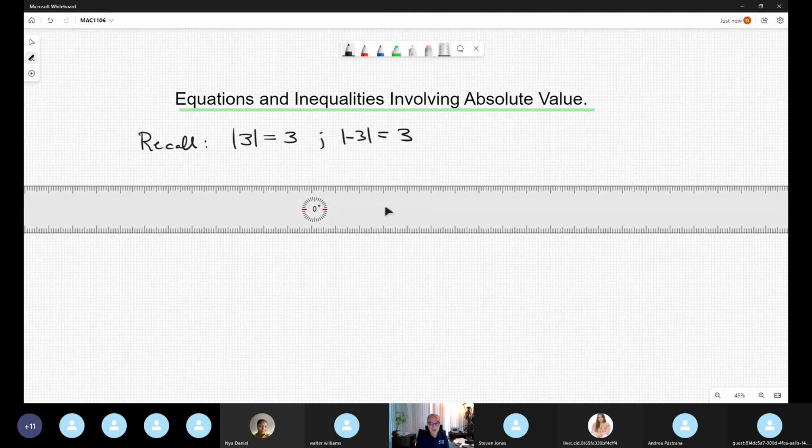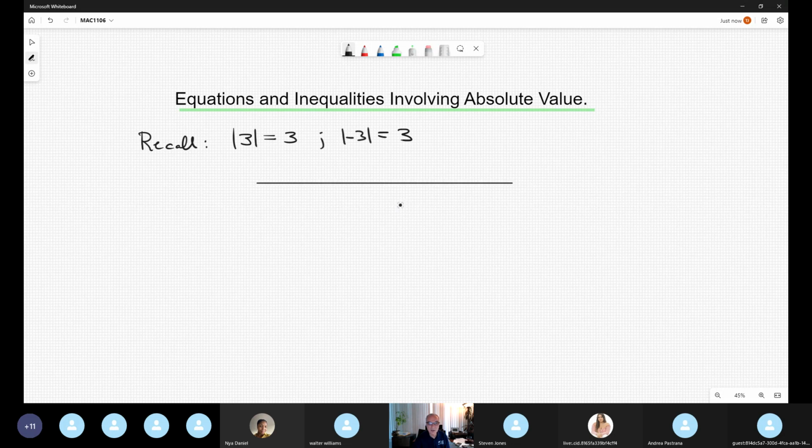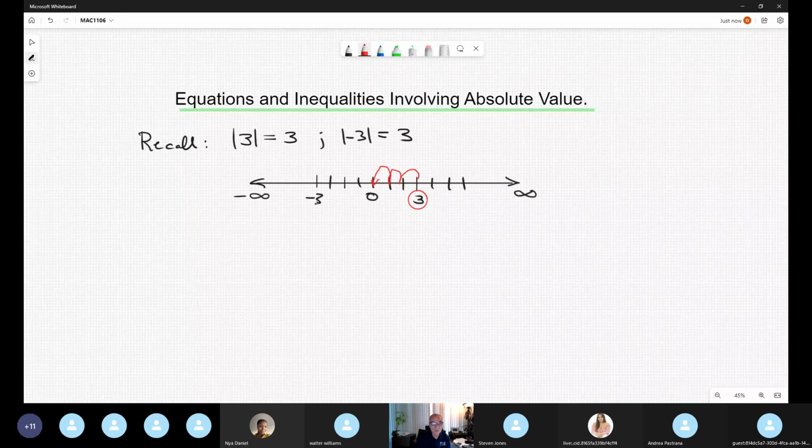Well, the reason is because that symbol, absolute value, is like a distance. Let's suppose one more time we have all real numbers, positive infinity, negative infinity, 0 in the middle, 1, 2, 3, 4, 5, 6, -1, -2, -3. So the interpretation of absolute value 3 is we have 3 here, and you compute the distance between this number inside the bar and 0. 1, 2, 3 steps.